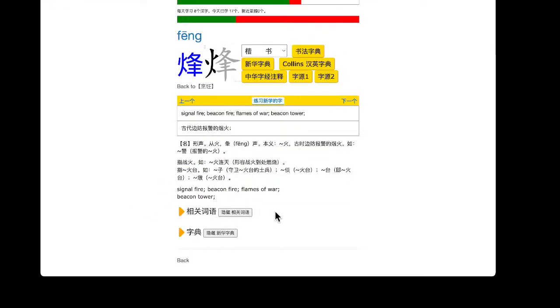风. Now 风, I'm not sure why this one gets over here. Okay, so this one is not really a way of cooking. This is referred to as signal fire for military use. Beacon fire, signal fire, or flame of war. So basically, it's a fire they used in military operations, mostly for signaling.